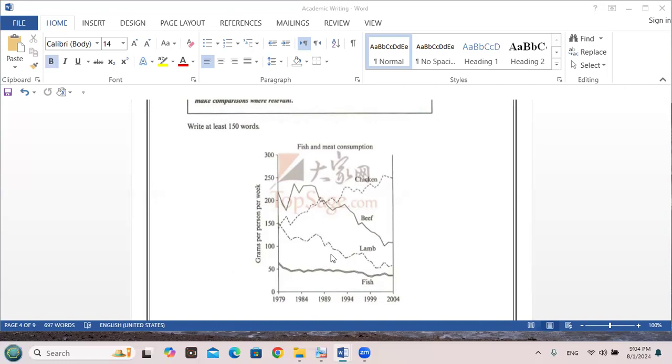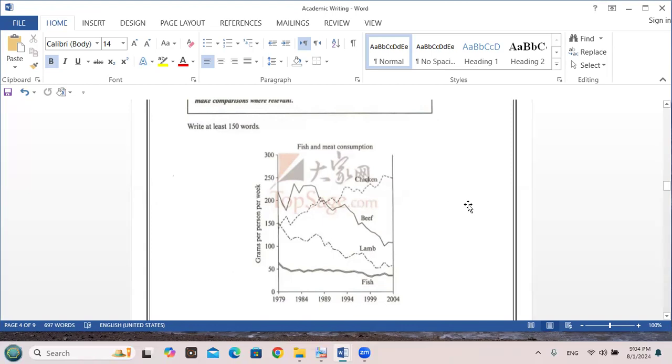So what do you see here? What is the first thing that grabs your attention once you look at it? Here we have the consumption from 1979 till 2004. What grabs your attention here? What are the most important trends you see in this diagram, or in this line graph?